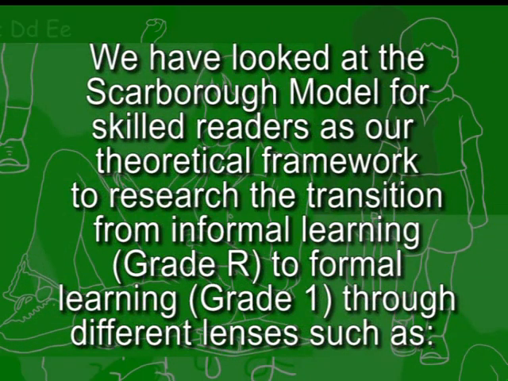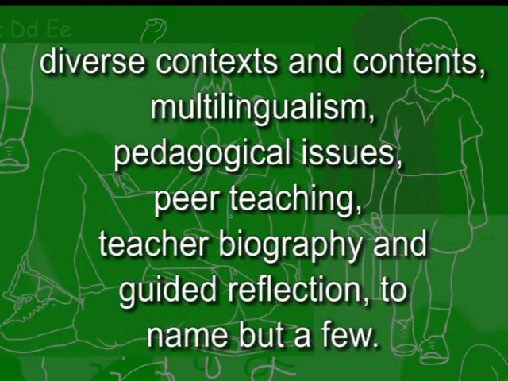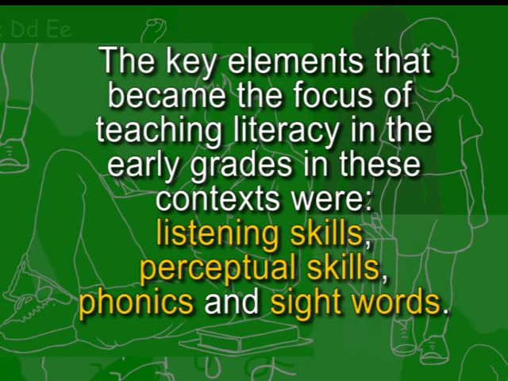We have looked at the Scarborough model for skilled readers as a theoretical framework to research the transition from informal learning, which is grade R, to formal learning, grade 1, through different lenses such as diverse contexts and contents, multilingualism, pedagogical issues, peer teaching, teacher biography, and guided reflection, to name but a few. The key elements that became the focus of teaching literacy in the early grades in these contexts were listening skills, perceptual skills, phonics and sight words.